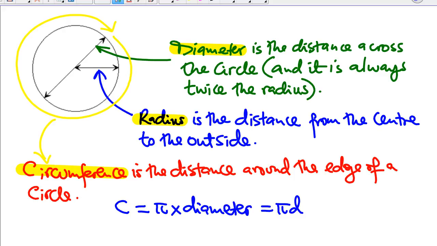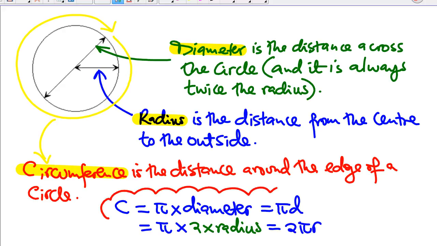Now, we also know that the diameter is always twice the radius. So we can write this as pi multiplied by 2 times radius, which means we can rewrite this formula as 2 pi r, where r is the radius. Now, this is basically the formula for circumference. Pi d or 2 pi r.